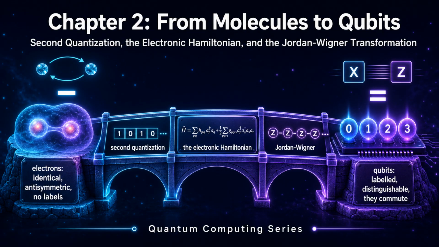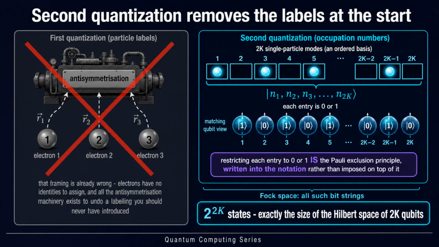Electrons are fermions. Swap 2 of them and the wave function changes sign. Qubits have no such property. Qubit 3 and qubit 7 are labeled, distinguishable objects, and nothing in the algebra of Pauli matrices knows about the exchange of identical particles. Start by throwing away a habit.